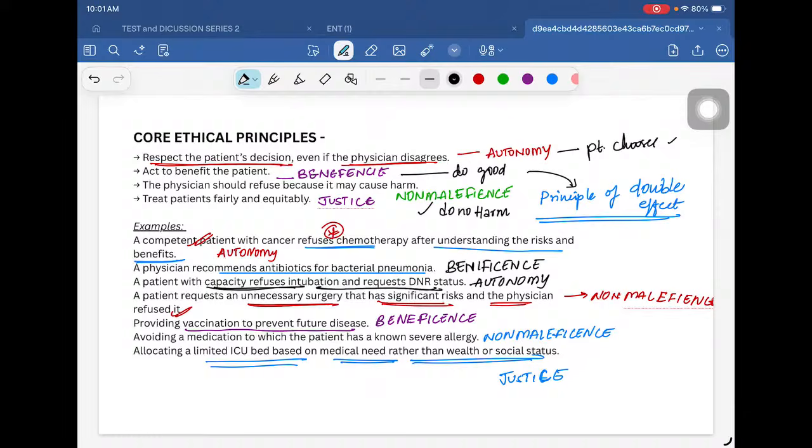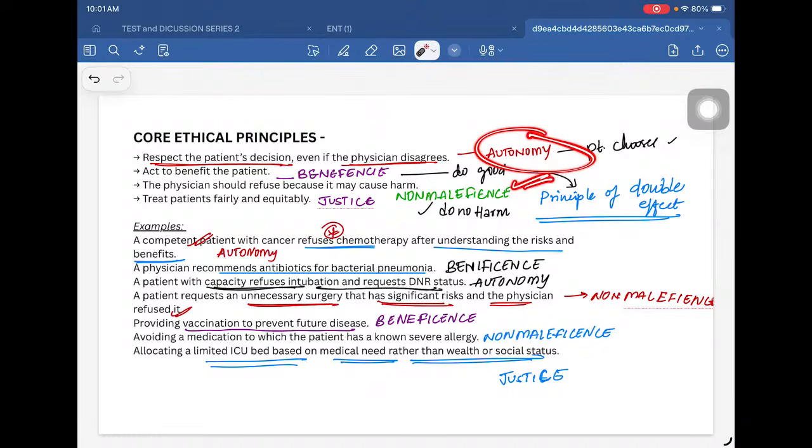Alright, so this is about core ethical principles. Just go over the examples. Just remember buzzwords. Autonomy, patient is king. Beneficence, you want to do good. Non-maleficence, do no harm. Justice, everyone is equal and fair. So that is about the core ethical principles.